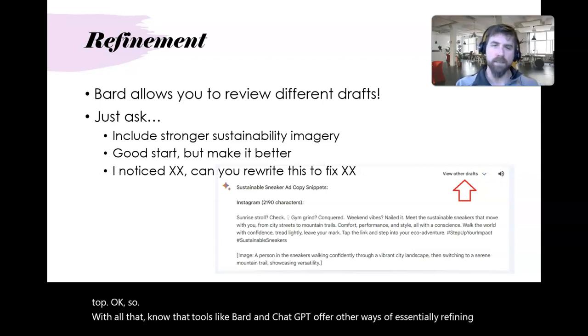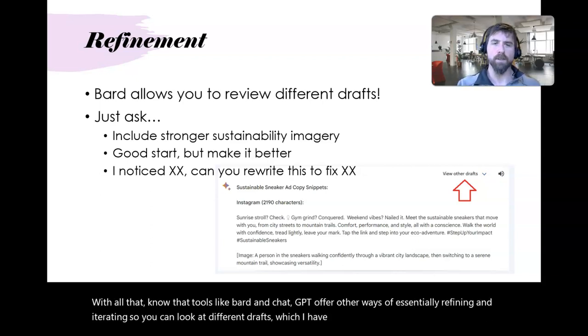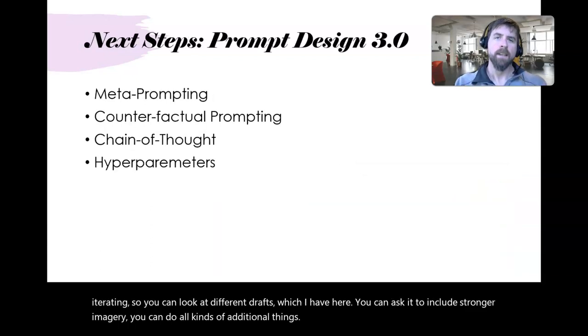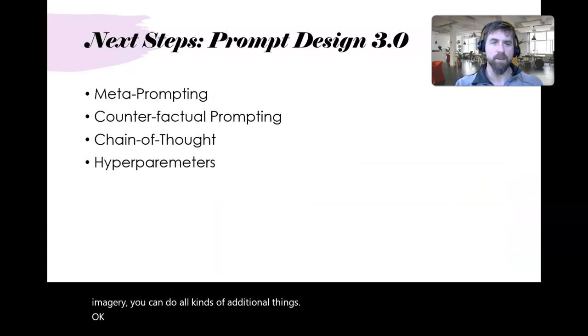Okay. With all of that, know that tools like Bard and ChatGPT offer other ways of essentially refining and iterating. So you can look at different drafts, which I have here. You can ask it to include stronger imagery. You can do all kinds of additional things. Okay, so that's Prompt Design 2.0.